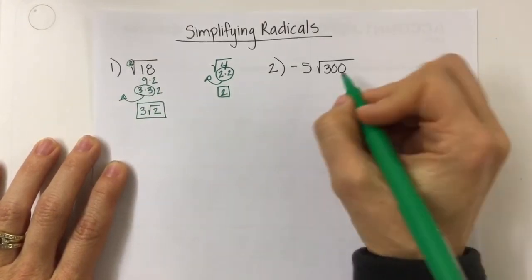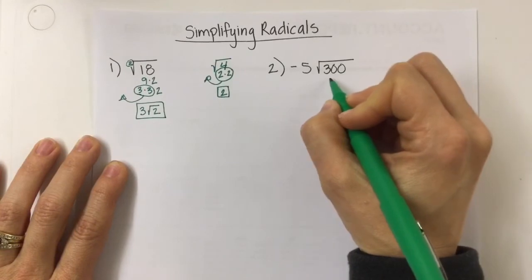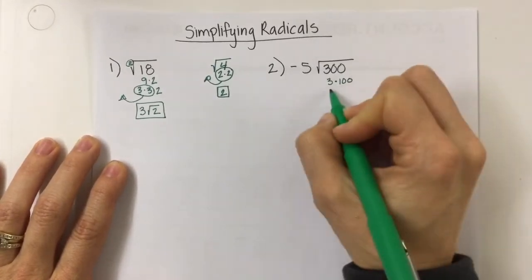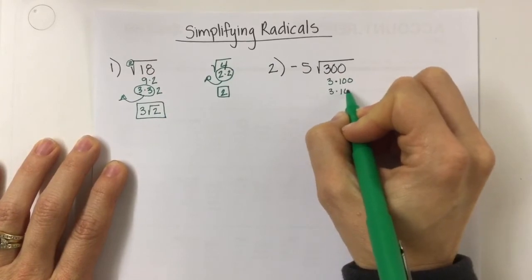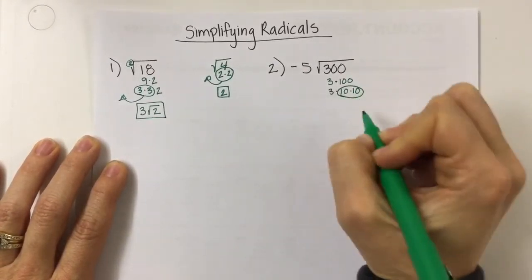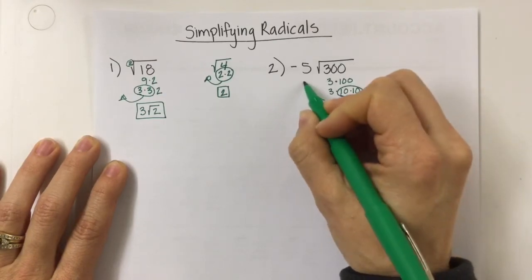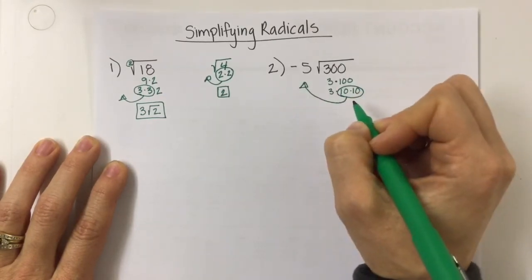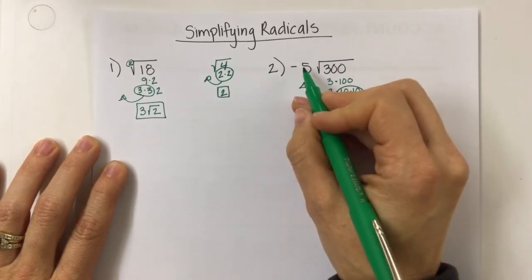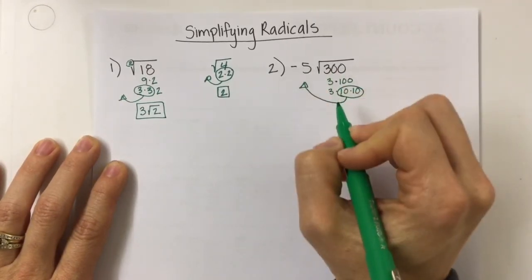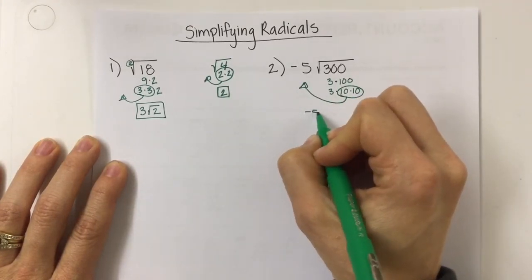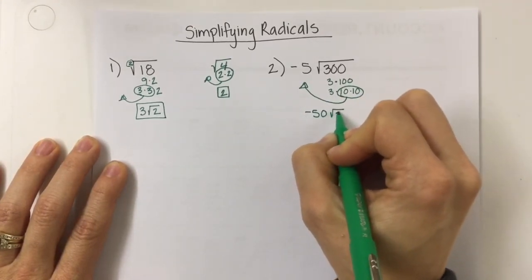Do the same thing here. 300 is the same thing as 3 times 100. I can break down 100 to be 10 times 10. There's 2 of the same numbers being multiplied, so that is a perfect square that gets to come out of my radical. When it comes out, it would be multiplying times this, because this is -5 times the square root of 300. So -5 times 10 would give me -50 square root of 3.